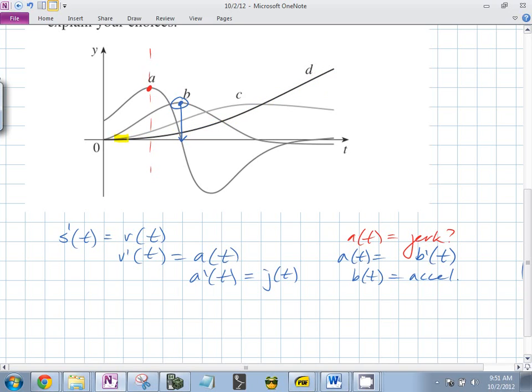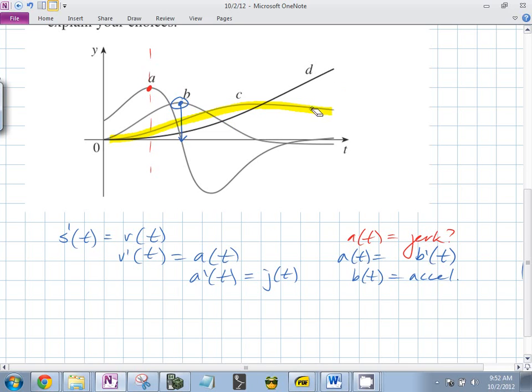What about C? Is the slope always positive? The slope of C is not always positive. But the slope of D is. So whatever D's derivative is, it must be always above the x-axis. Which one is always above the x-axis? C is always above it. What about this one right here? Is D ever negative? No. So can D be the derivative of C?